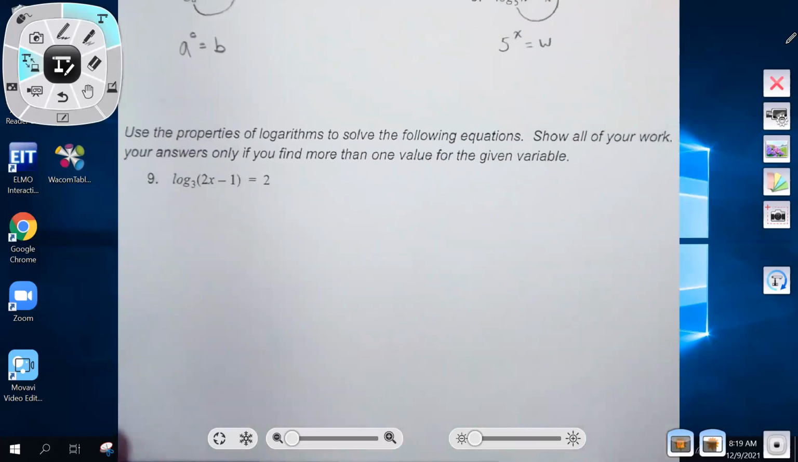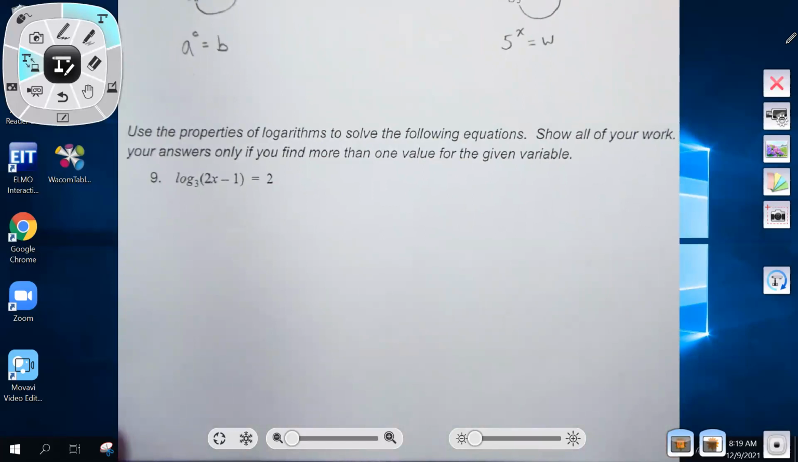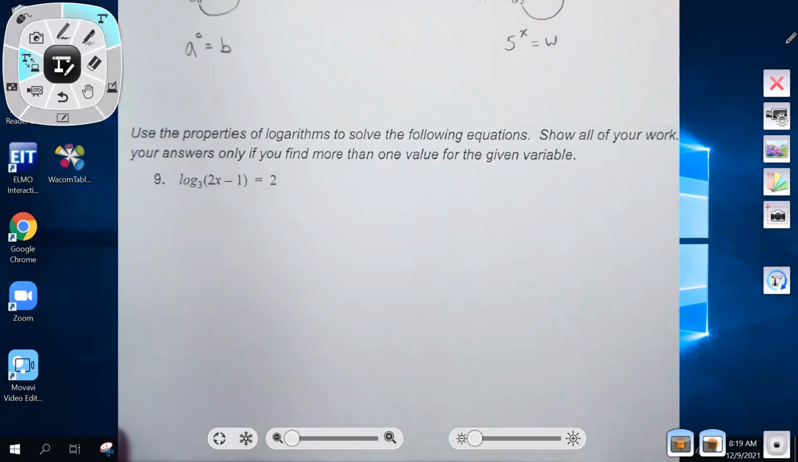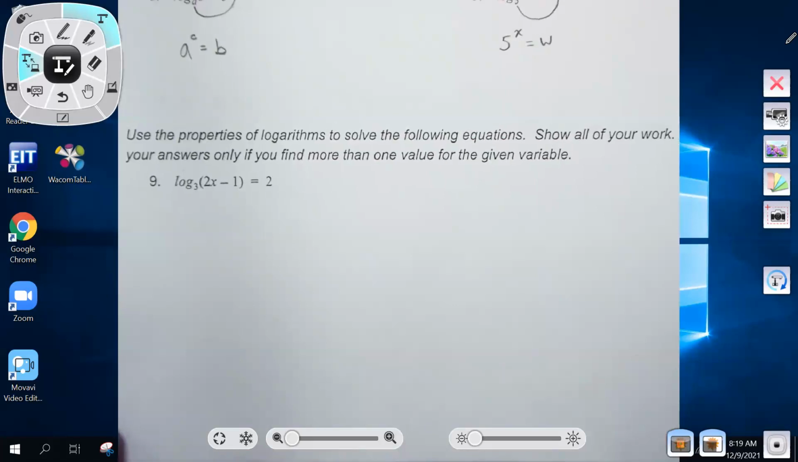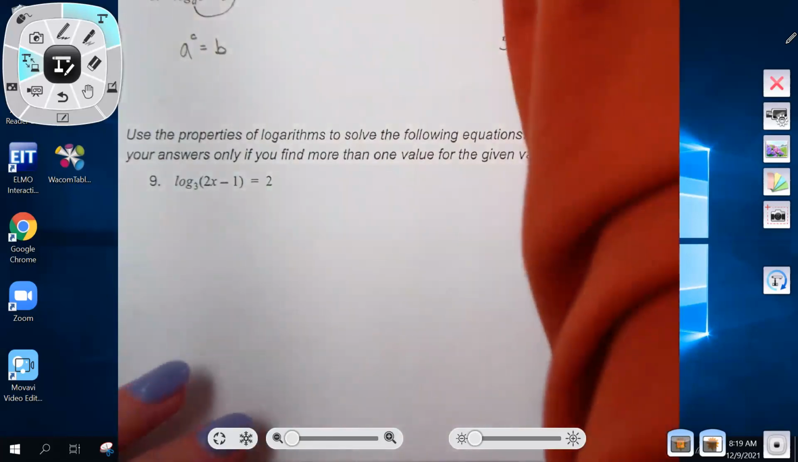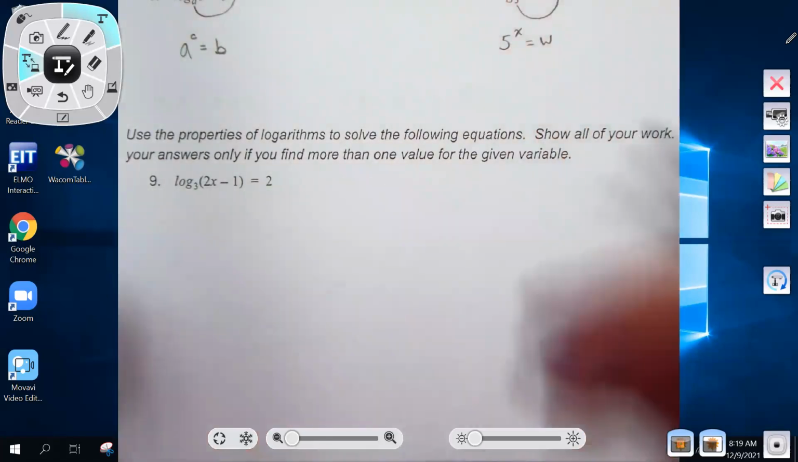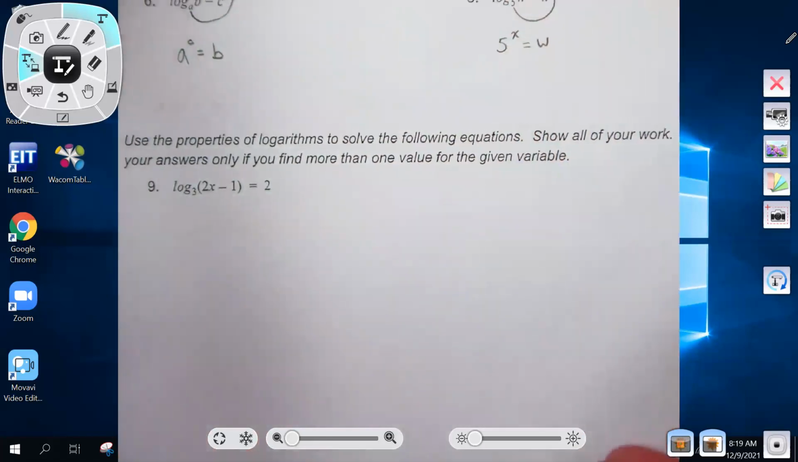The next set of problems says use the properties of logarithms to solve the following equations. Show all of your work. Check your answers only if you find more than one value for the given variable. So only if you find more than one value for x do you have to check it.